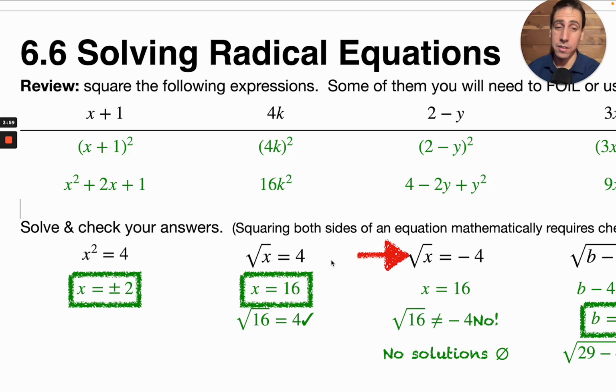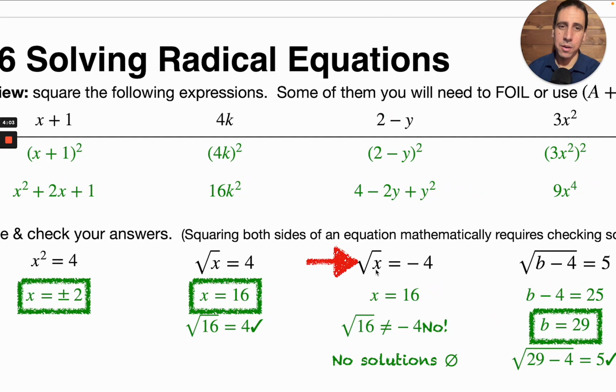We're squaring both sides. Let's solve the exact same equation over here. Square root of x is equal to negative 4. And you can see, let's do the same thing. We can square both sides to get rid of the radical, to undo it, and you get x is equal to 16. Because negative 4 squared is positive 16. Let's check the answer in the original.